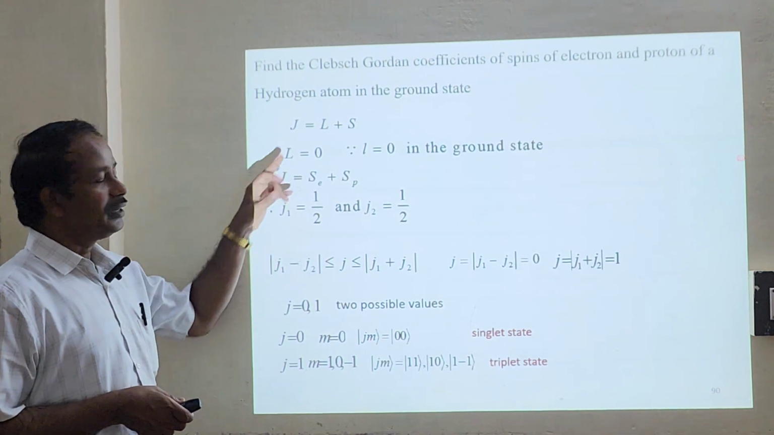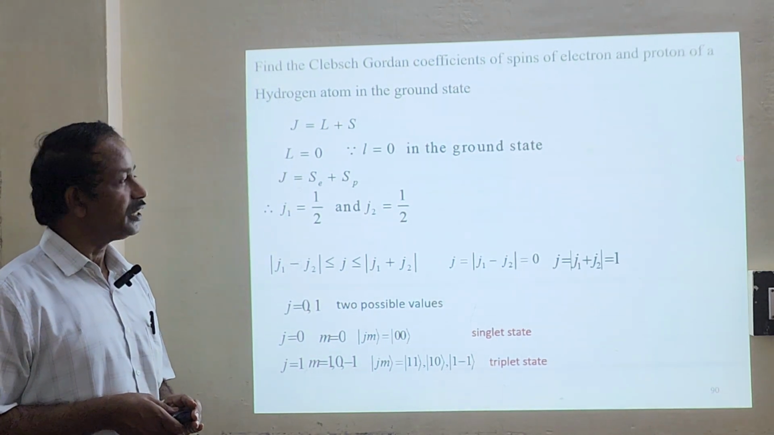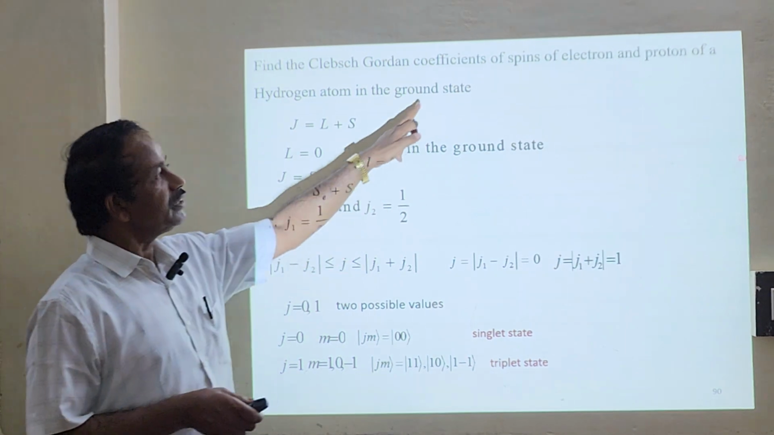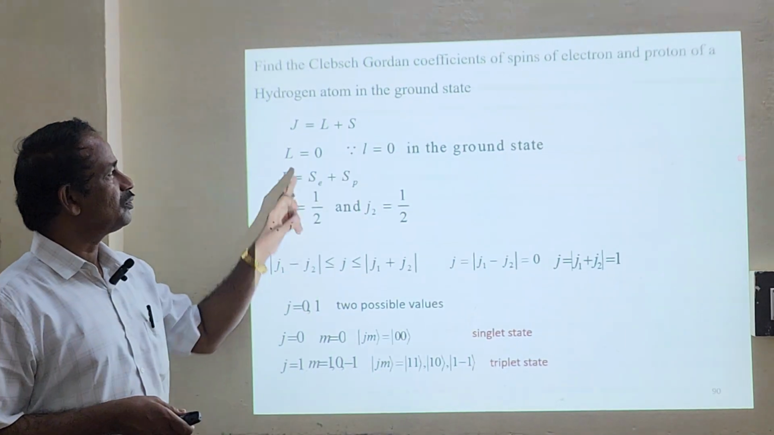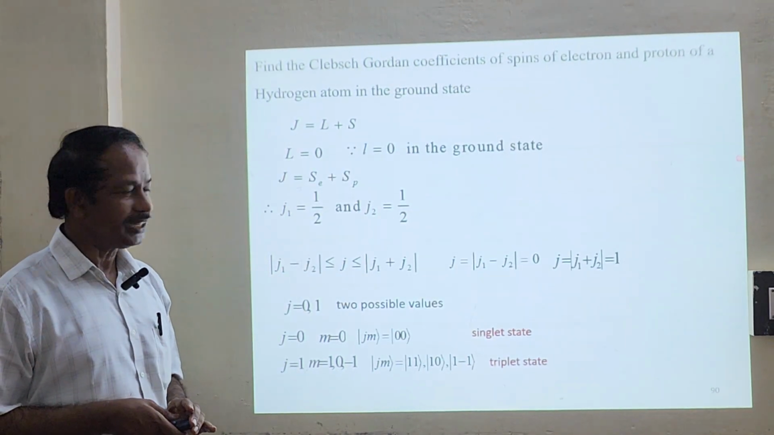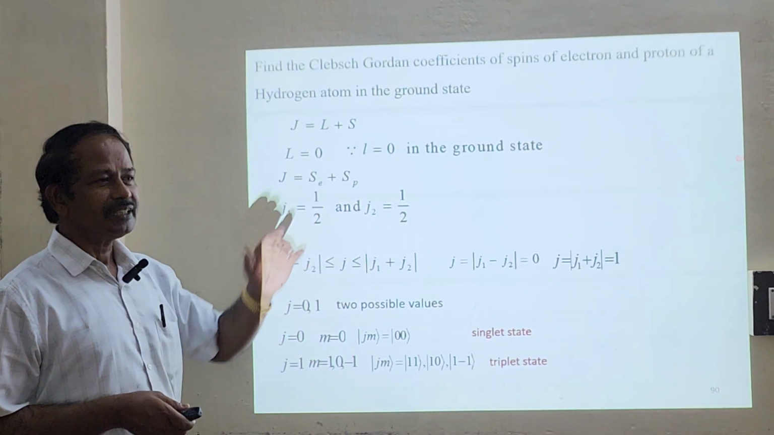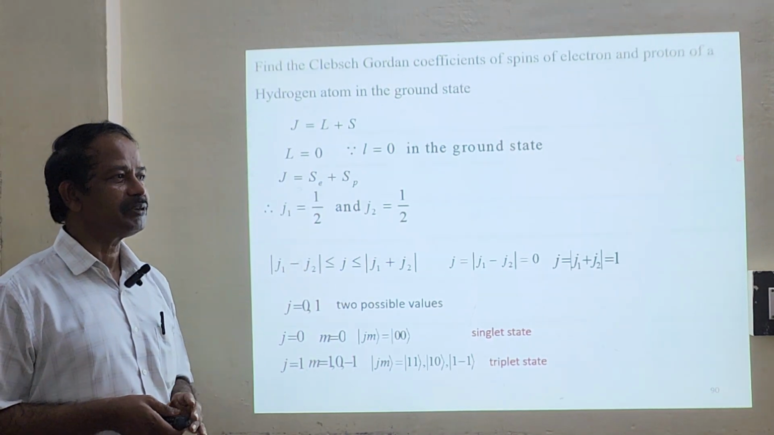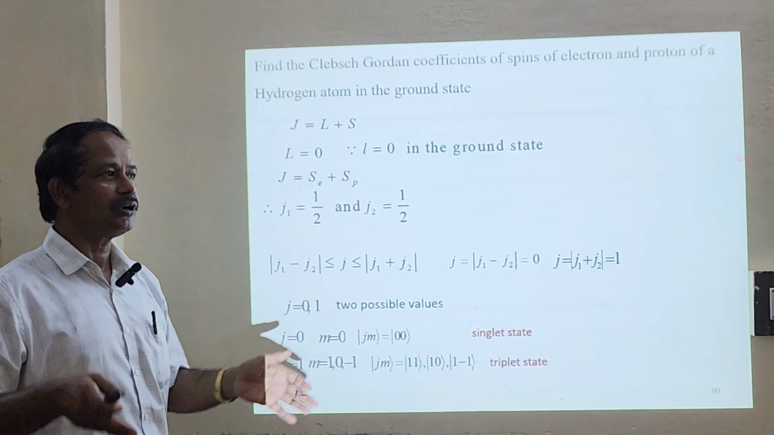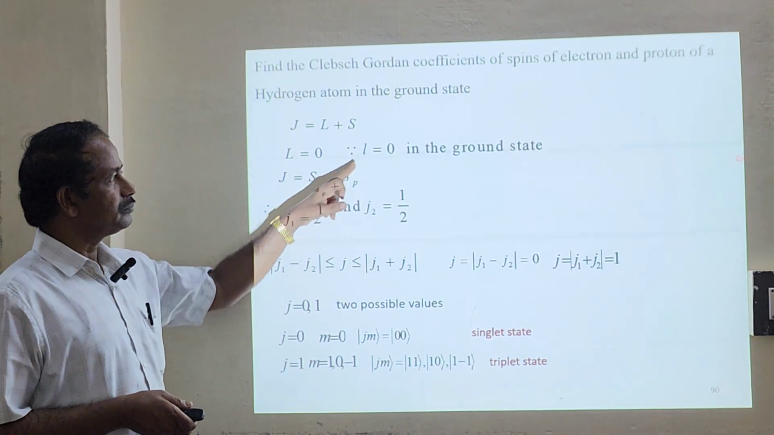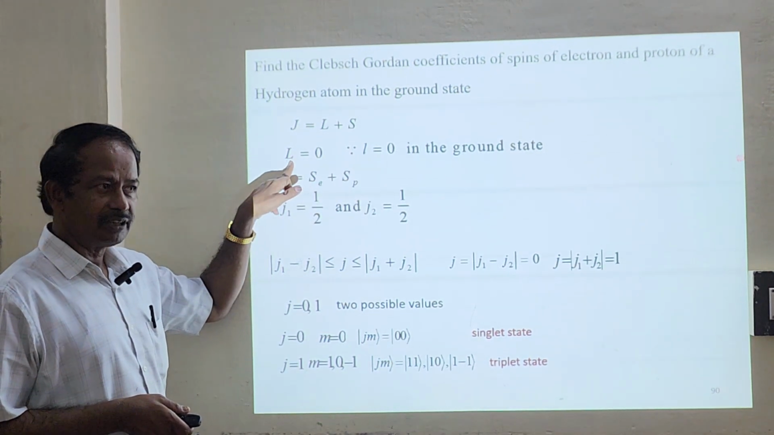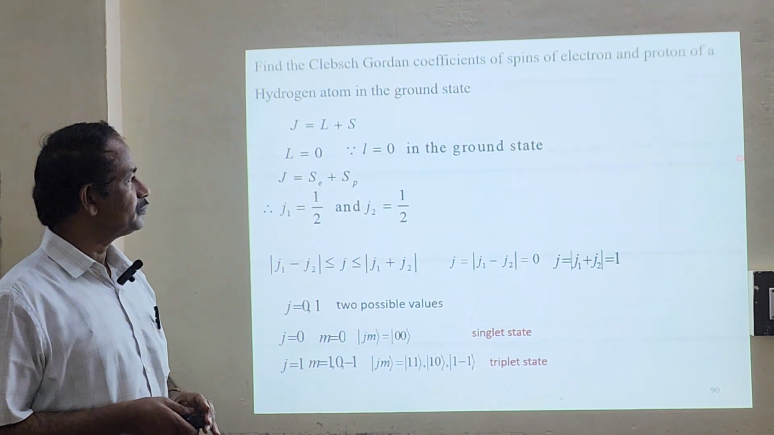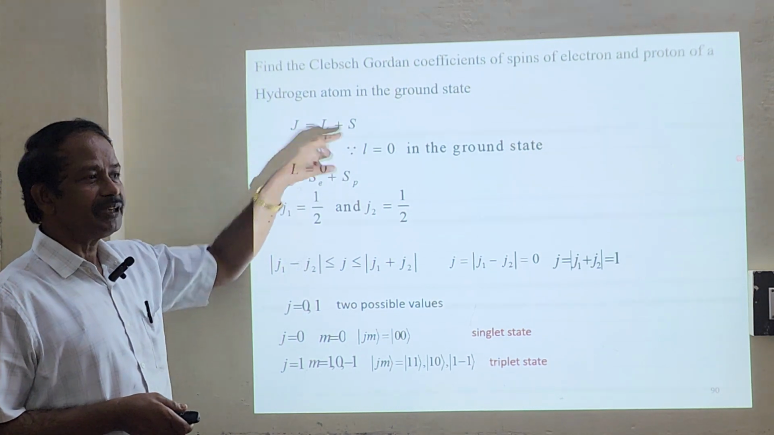So we know that J equals L plus S, we know already. It is given as the ground state, so for the ground state L equals 0, correct? Because L equals 0, there will be no orbital quantum number, so there will be no orbital angular momentum, and your J will be S alone.